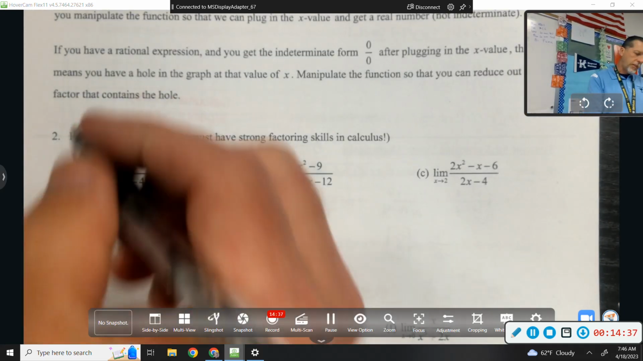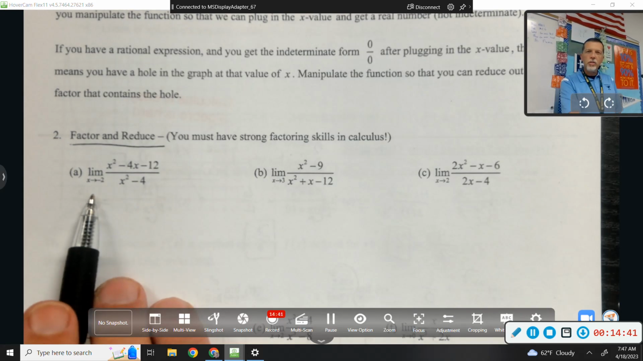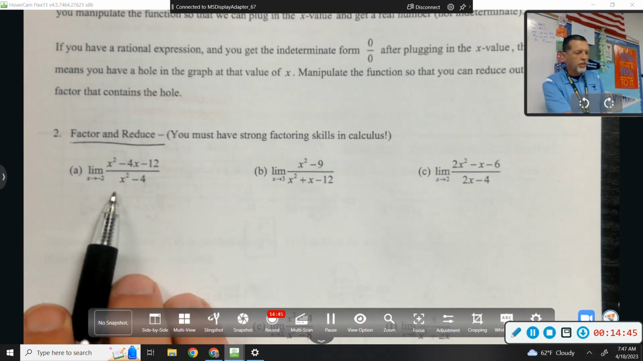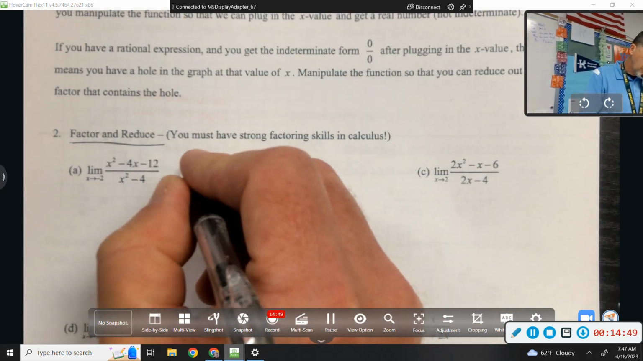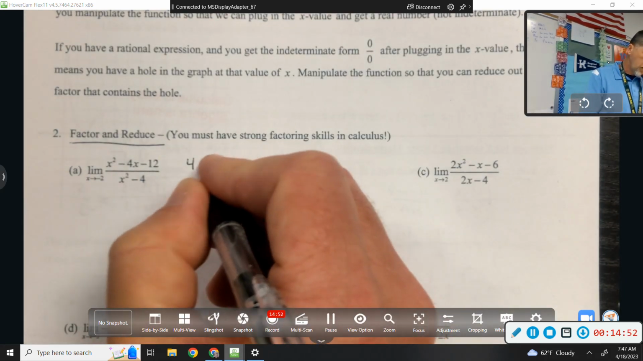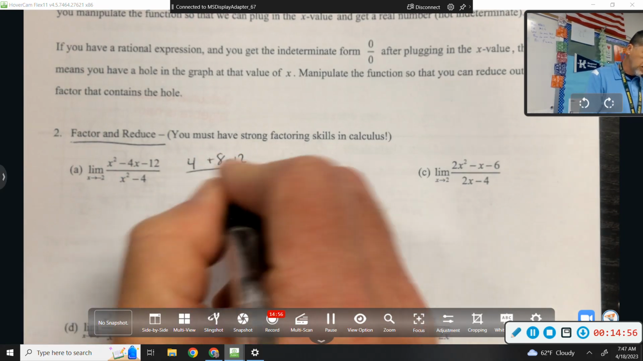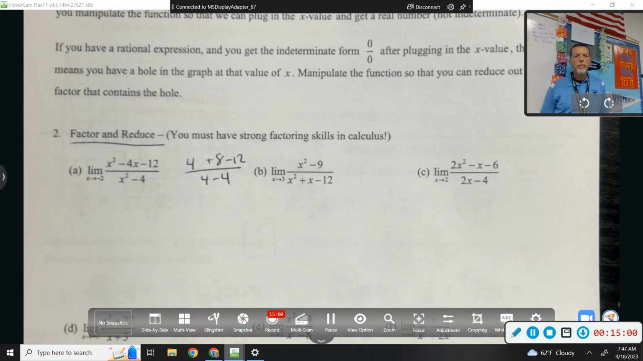So let's look at factoring. By the way, we are supposed to do substitution first. So let's see if we get an answer. If you get an answer, you don't have to factor. If I plug in negative 2, square that, I get 4, and then plus 8 minus 12 over 4 minus 4, yeah, that's 0 over 0. So I do need to do something else.